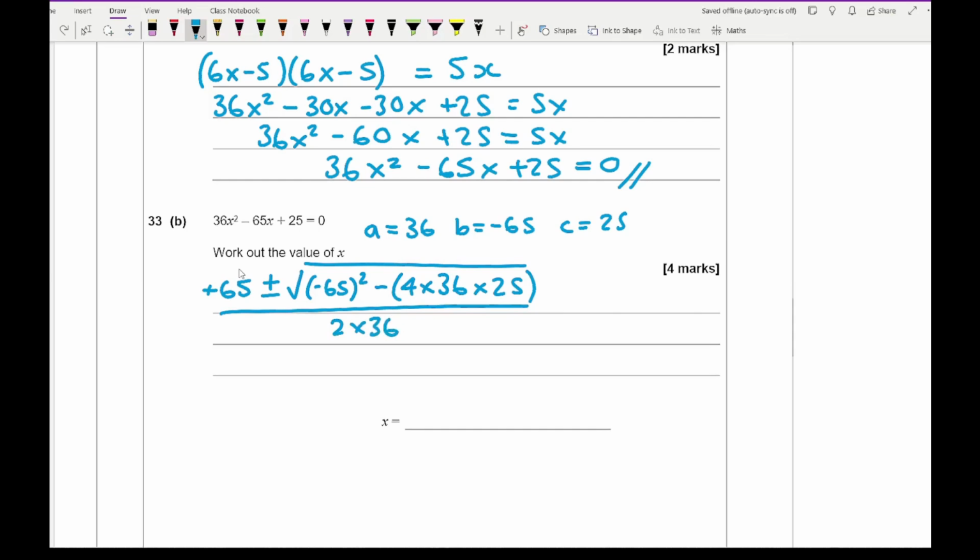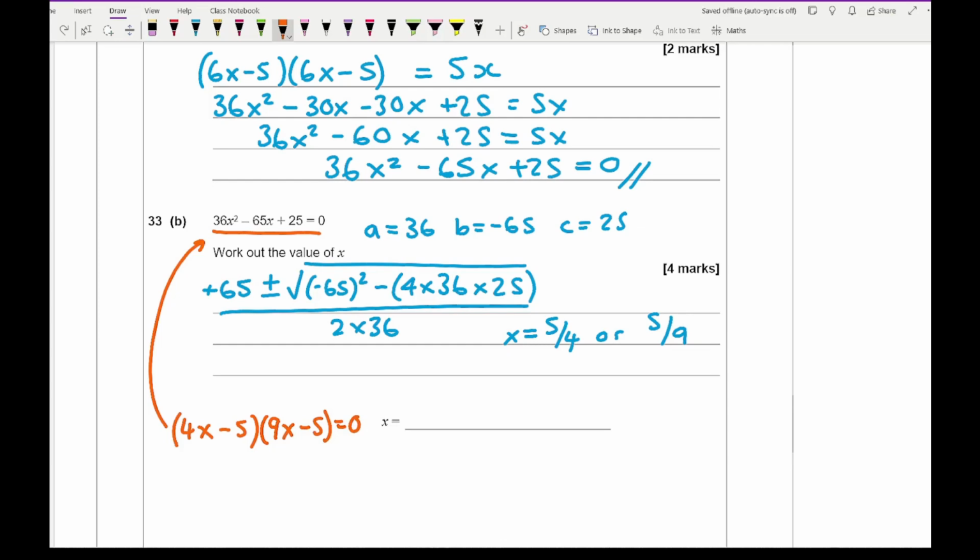Now typing that into your calculator, you'll end up with an answer of 5 over 4 or 5 over 9, which now by having answers of x equals 5 over 4 and 5 over 9 gives me the impression that this does actually factorize. So if you are brave enough to attempt to factorize this, then it's going to be answers of, and I would say it would be 4x minus 5 and 9x minus 5 equals 0. So we'll factorize, or you can use the quadratic formula.